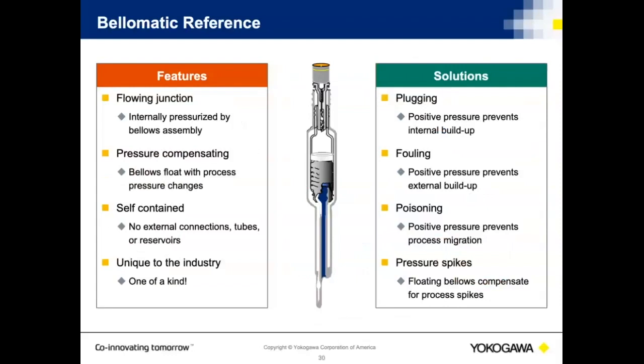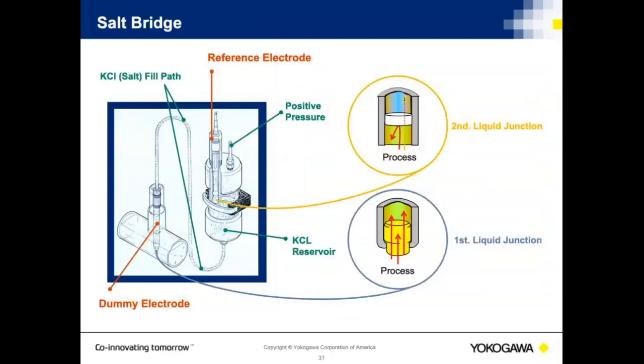It really gives us some very significant advantages, is that it makes constant contact. It adjusts for pressure changes. It gives me basically a constant flow. It prevents plugging, fouling, and poisoning of basically the electrode, the reference electrode.